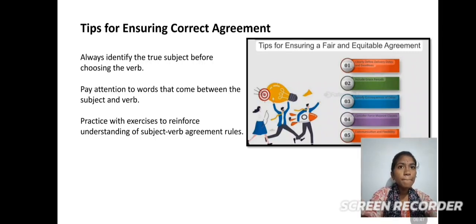Here are some tips to master subject verb agreement. Always find the true subject before choosing the verb. Ignore the words that come between the subject and verb. Remember special rules for pronouns, collective nouns, and compound subjects. Practice writing sentences to strengthen your understanding. Good grammar improves writing, speaking, and overall communication skills.